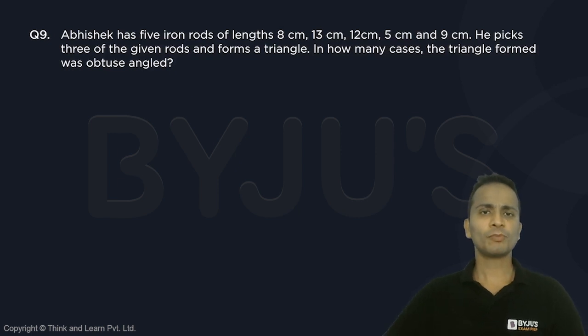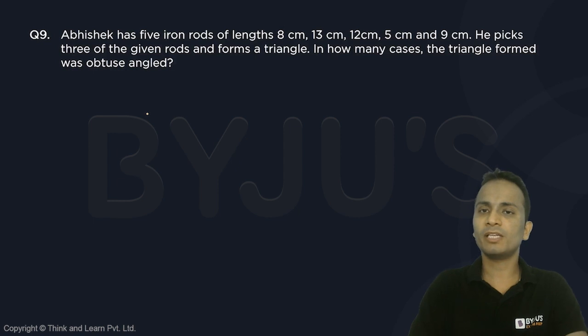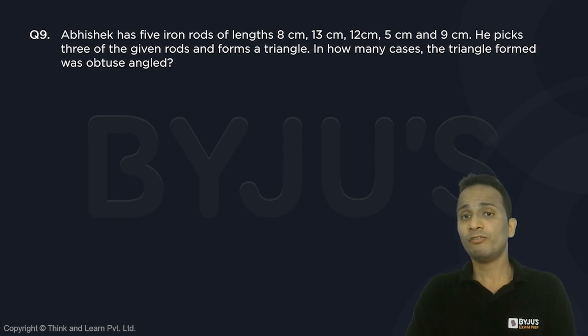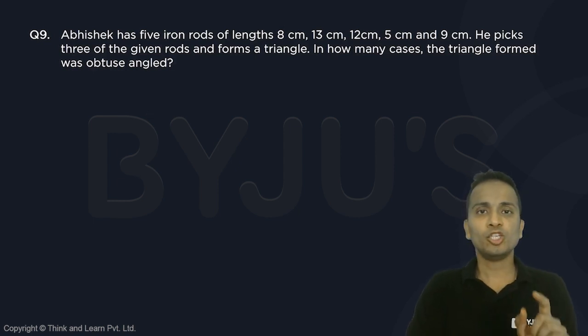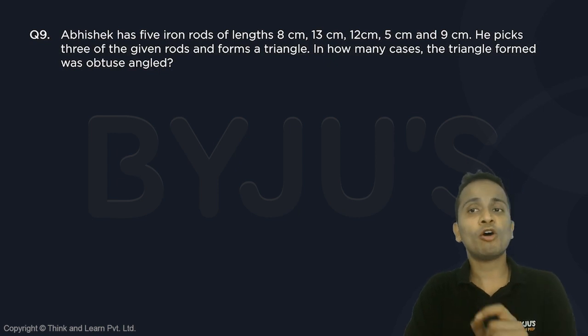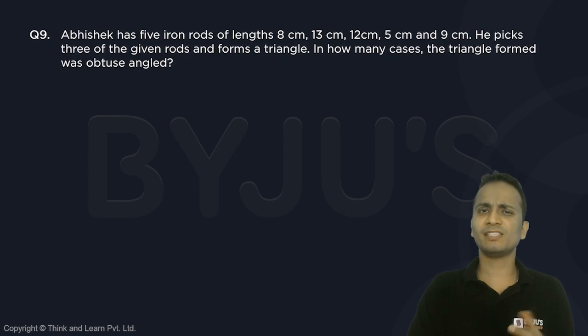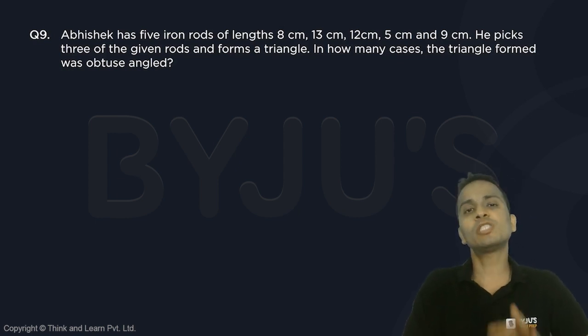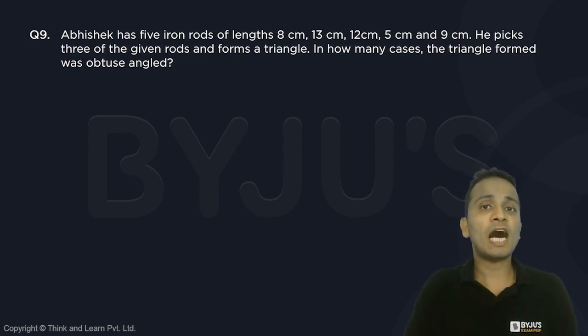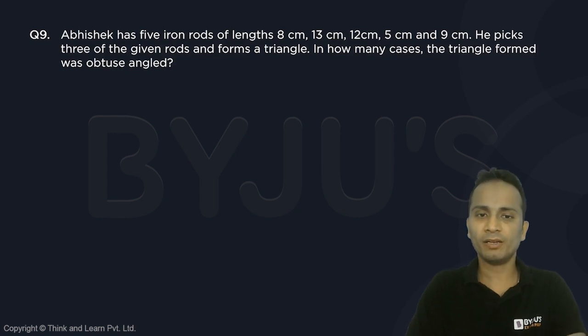Fine. Now, using this principle, I'll first of all write all the possible triangles that can be made. After that, you will use the logic of obtuse angle triangle. So, out of all the feasible cases in which triangles can be made, we need to select all those cases which are obtuse angled triangles.